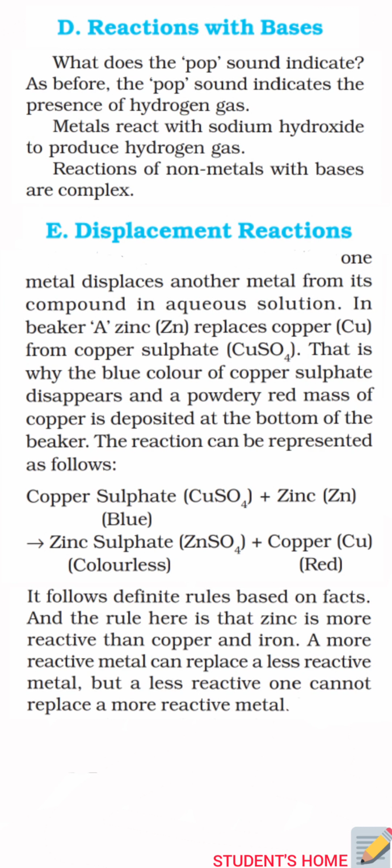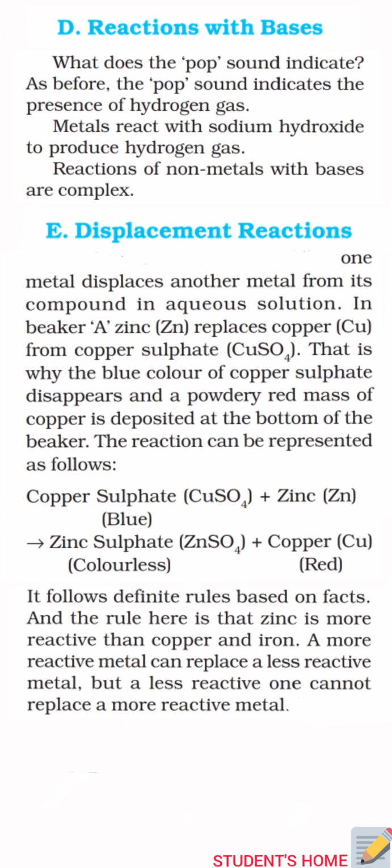Okay class, now we will go to our next topic, that is displacement reaction. Now recall the activity of the reaction between copper sulfate and iron that you performed in class 7. Now we will see what changes you see when a chemical reaction happens. For example, in beaker A, zinc replaces copper from copper sulfate. That is why the blue color of the copper sulfate disappears and a powdery red mass of copper is deposited at the bottom of the beaker.